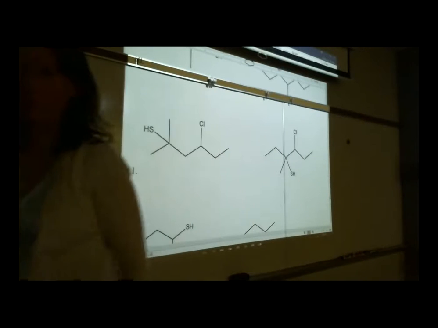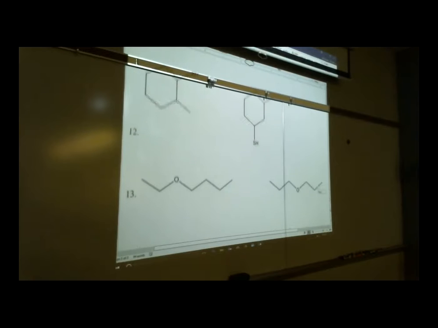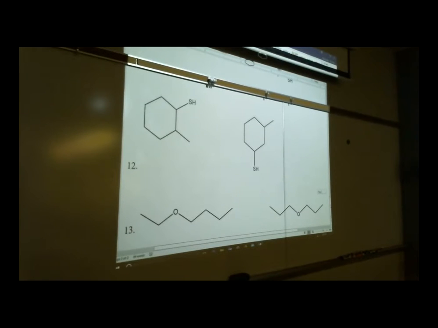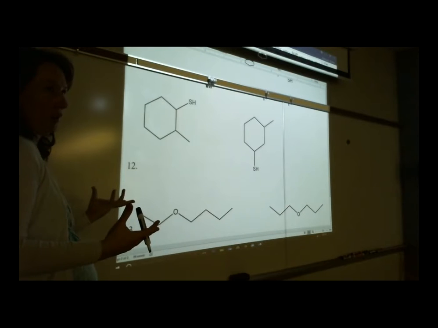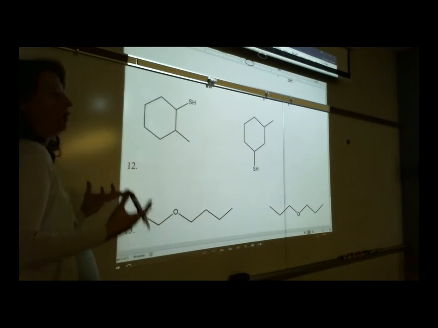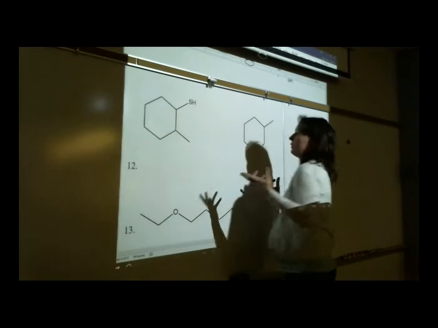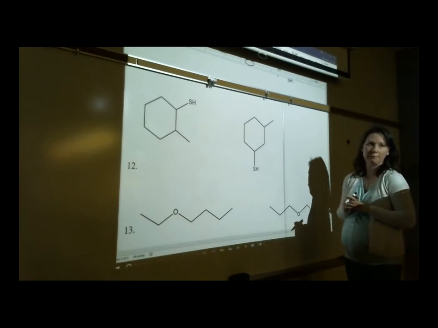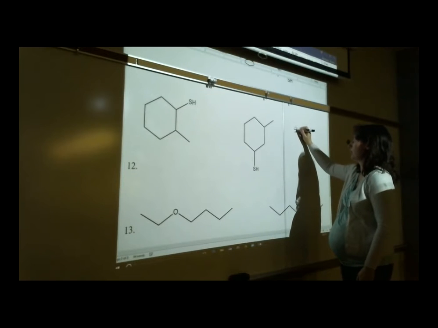All right, number 12. I don't think we need to expend too much energy figuring this one out. I think you can just tell by looking at it. They both have 6 carbon rings. They both have 1 methyl group and 1 thiol. But are the methyl group and the thiols in the same positions? So what would they be? These are structural isomers, right?